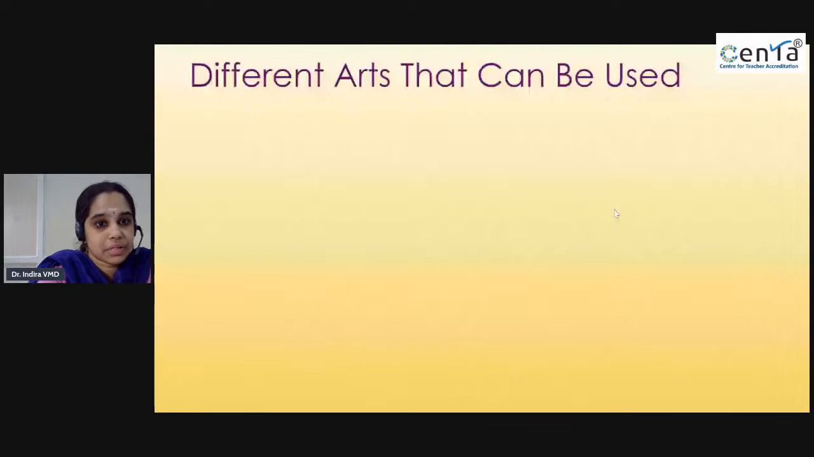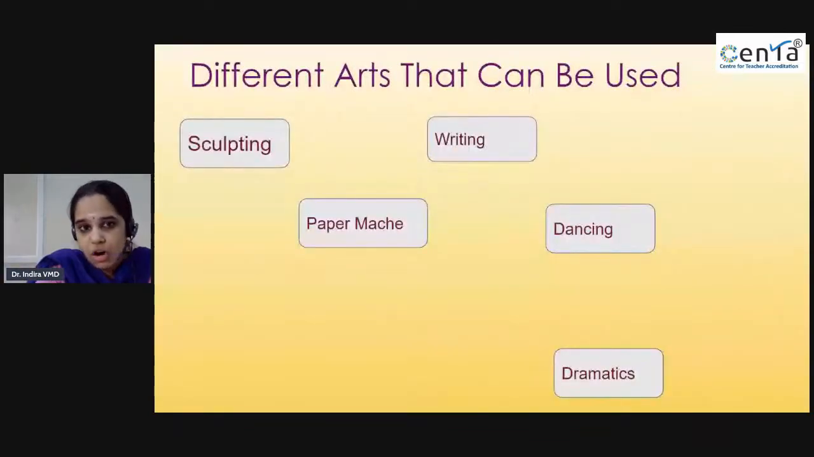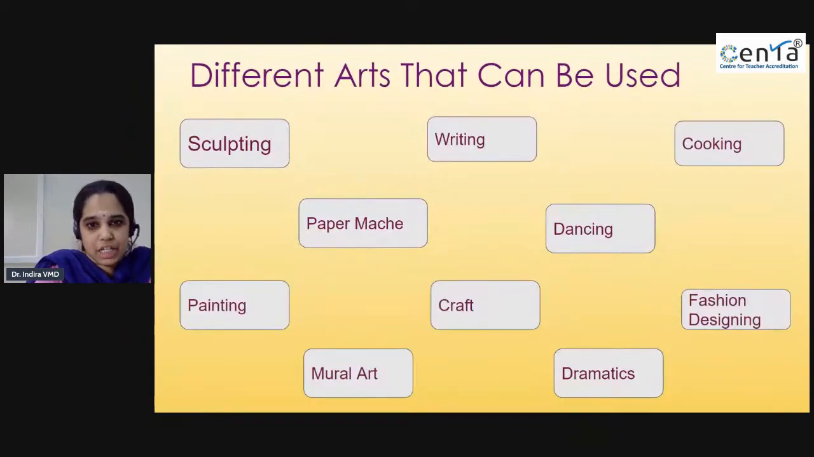Now, moving on. Yeah, thank you, Bharti ji. Thank you, Vindhya ji. Moving on, I shall once again move on with sharing my screen. And this time you have to please bear with me because as you can see, there are a lot of different arts that can be used. Sculpting, writing, paper mache, cooking. How we use cooking, I'll narrate that at the end of the session.